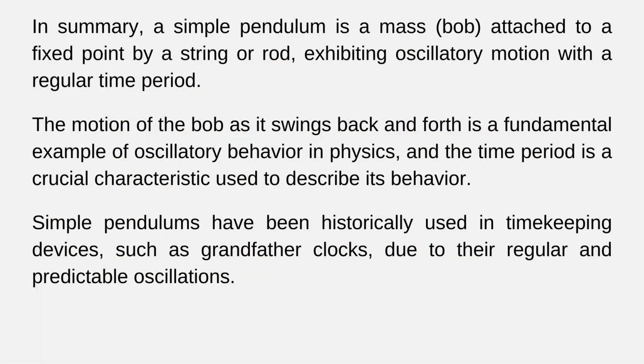In summary, a simple pendulum is a mass, the bob, attached to a fixed point by a string or rod, exhibiting oscillatory motion with a regular time period. The motion of the bob as it swings back and forth is a fundamental example of oscillatory behavior in physics, and the time period is a crucial characteristic used to describe its behavior. Simple pendulums have been historically used in timekeeping devices, such as grandfather clocks, due to their regular and predictable oscillations.